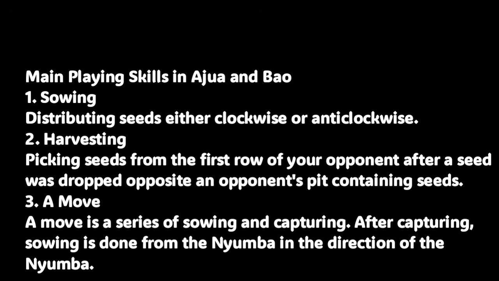So those are the scenarios where we get a winner when playing the Bao la Kiswahili game and Ajua board. Also, you might find a question asking you to give the main playing skills in Ajua and Bao. We have sowing, which is distributing seeds either clockwise or anti-clockwise. Then we have harvesting, where we pick seeds from the first row of your opponent after a seed was dropped opposite an opponent's pit containing seeds.